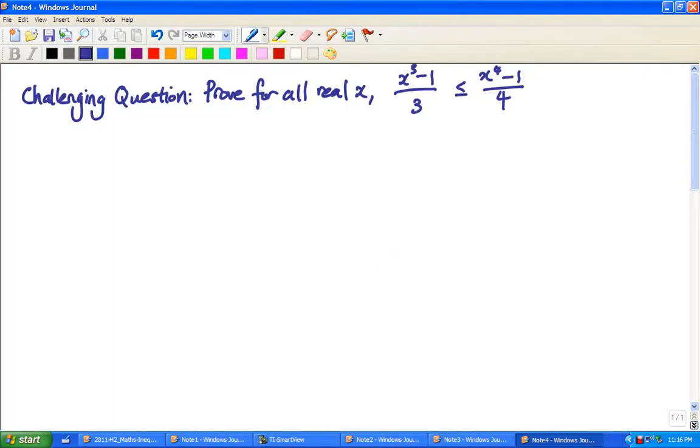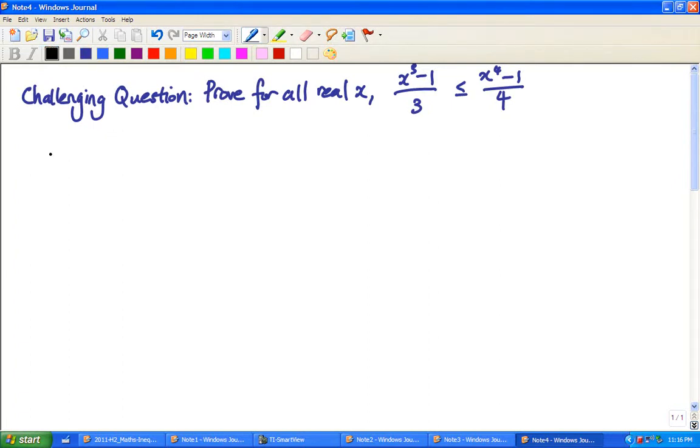Okay, now let us take a look at a challenging question. You are given an inequality which you are supposed to prove for all real x. In other words, you are not required to solve this inequality; you are supposed to show that it holds for any particular value of x. To do this, first we will require a certain result.